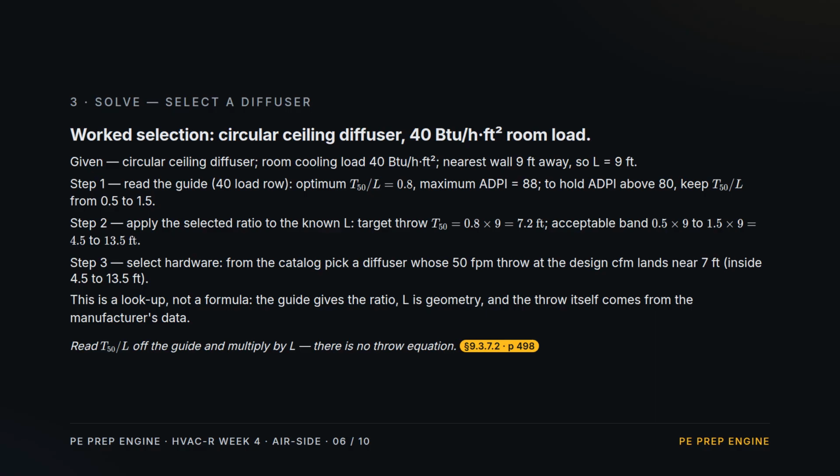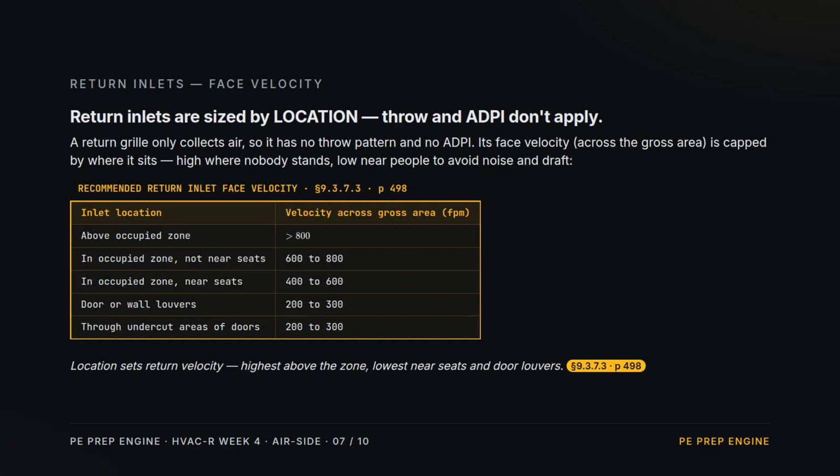Solve a selection. Circular ceiling diffuser, 40 BTU per hour per square foot load. Nearest wall 9 feet, so L is 9 feet. The guide's 40 row gives an optimum ratio of 0.8 and a maximum ADPI of 88, with a band of 0.5 to 1.5 to stay above 80. Multiply the ratio by L. Target throw about 7 feet, acceptable 4.5 to 13.5 feet. Then pick a catalog diffuser whose 50 FPM throw lands near 7 feet. Lookup, not formula.